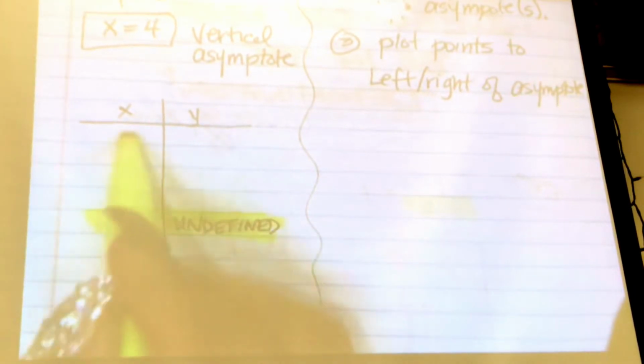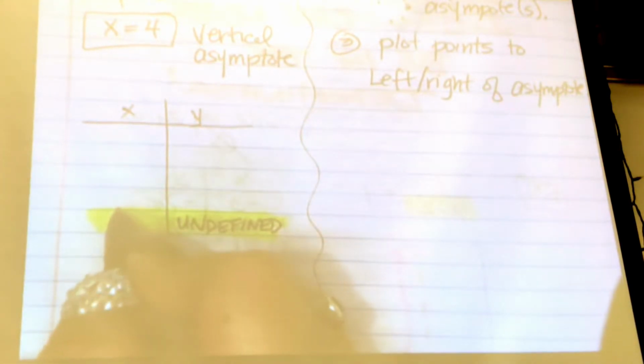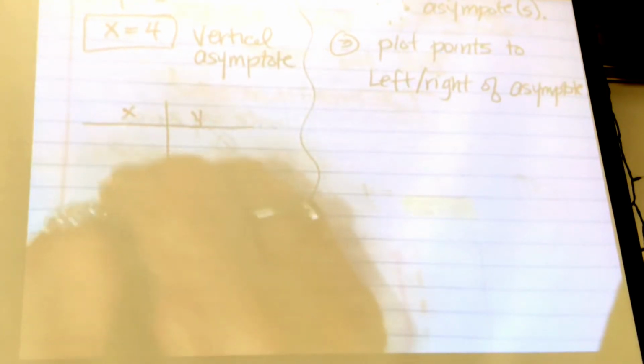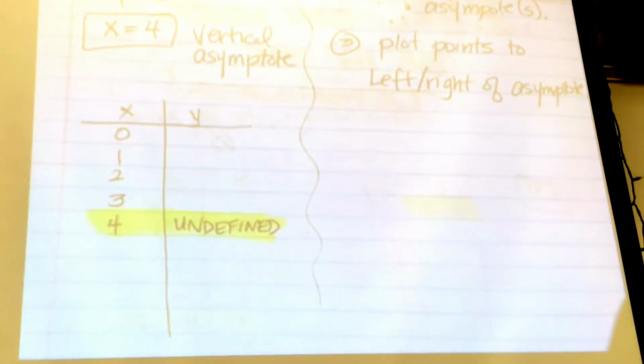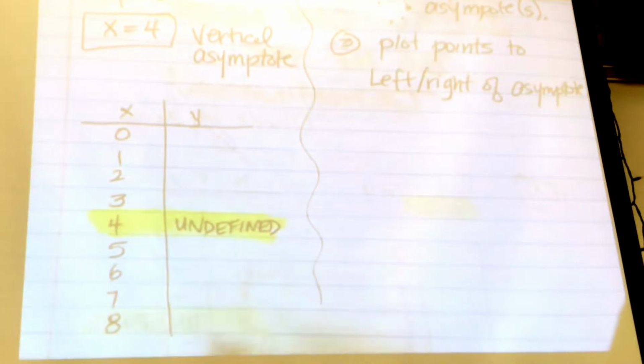We're going to do at least 3 points to the left of 4 and at least 3 points to the right of 4. I'm going to do 4 to be safe. So what's before 4? 3, 2, and 1. And I'm going to go to 0. And then let's do 4 after 4, which would be 5, 6, 7, and 8.